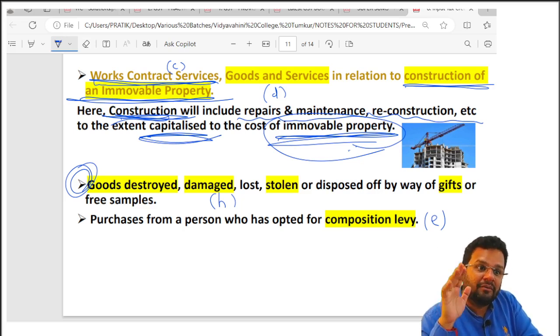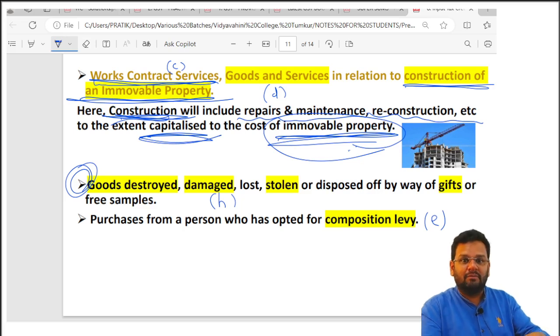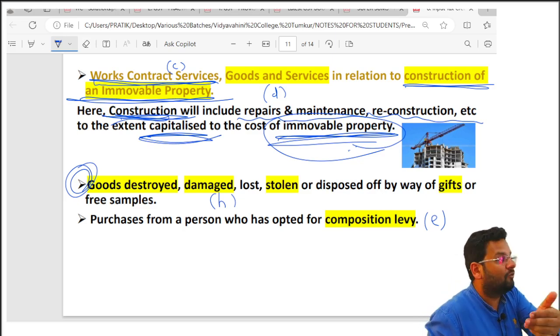Excise used to be on manufacture. Means duty will be charged on manufacture. And duty was supposed to be paid when the goods were removed.